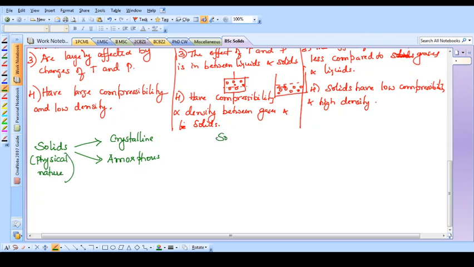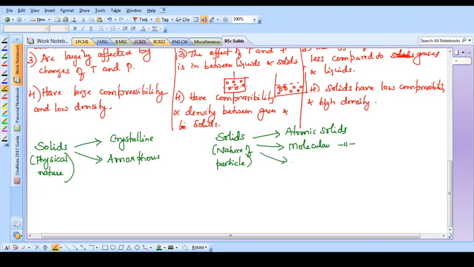You can have another type of classification of solids, depending on the nature of the particle that is present in the solid. You can have atomic solids, you can have molecular solids, you can have ionic solids, you can have covalent or network based solid materials. Okay, you can have two types of classification.